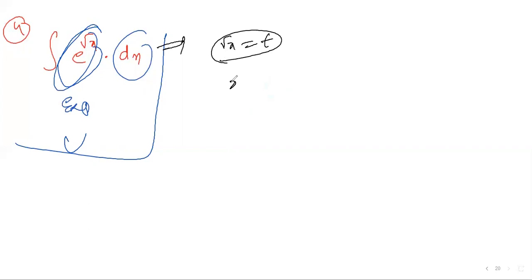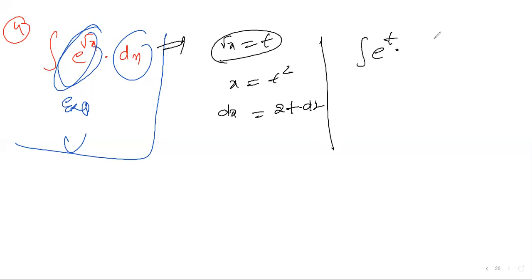So squaring on both sides, x is equal to t square, right? Now we'll apply: dx is equal to 2t dt. It's very simple. Now the question will be changing. Root x means what? t. Dx means what? 2t dt. Am I clear? Yes, sir.